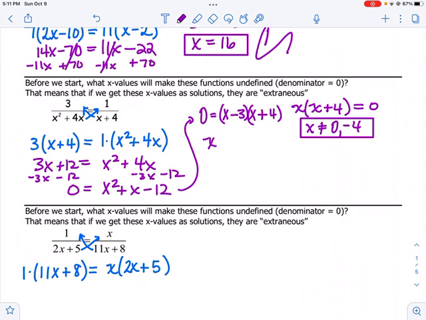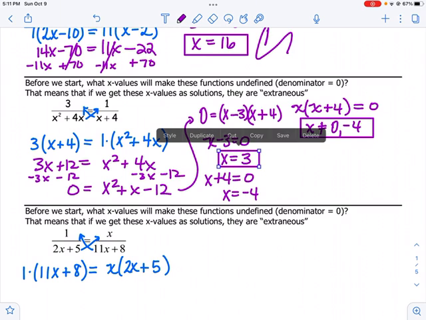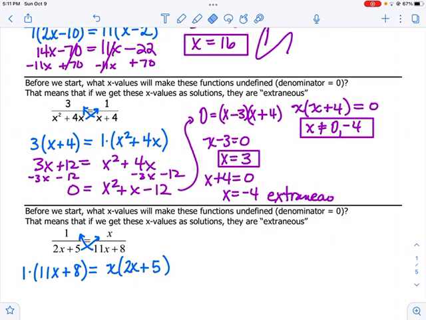And so you can see we get x minus 3 is equal to 0, which gives us x is equal to 3. And then we get x plus 4 is equal to 0, so x is equal to negative 4. When we look at these, we have x is equal to 3 as a solution, because the only two extraneous values are negative 4 and 0. So now we have an extraneous solution here. So we only get x is equal to 3. Here's our solution, x is equal to 3.